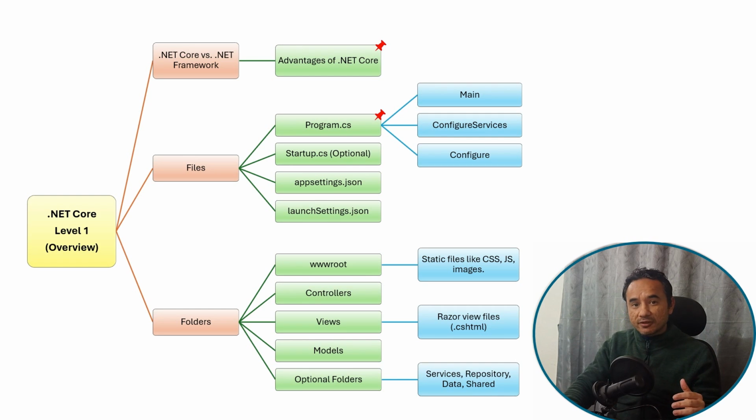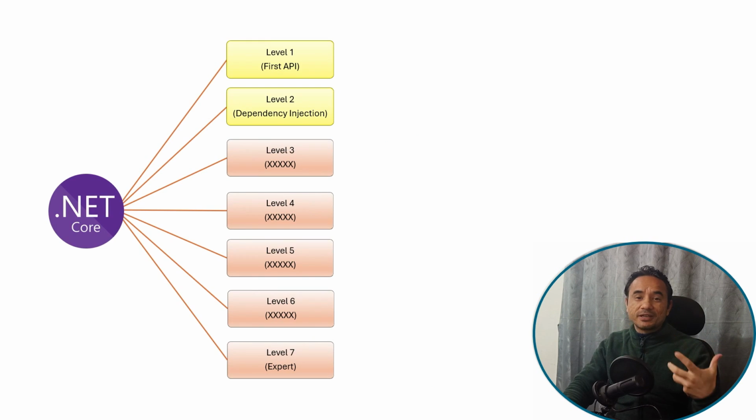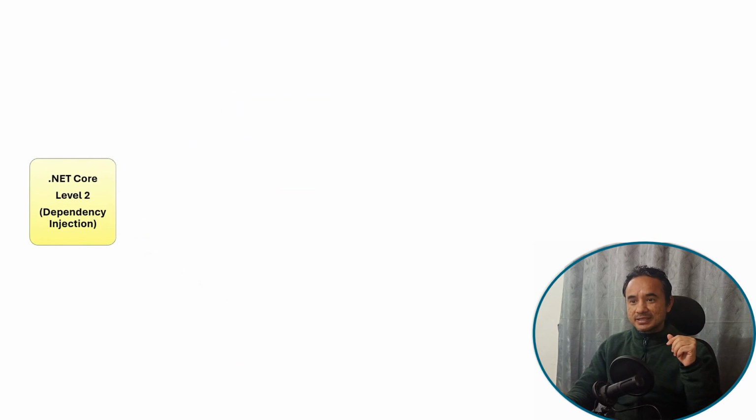Now let's move to level 2, which is the most important part of .NET Core, and that is dependency injection. Okay, if you understand dependency injection, then you can work on any project in .NET Core. Okay, so here is level 2, dependency injection. Let's explore the topics inside it.